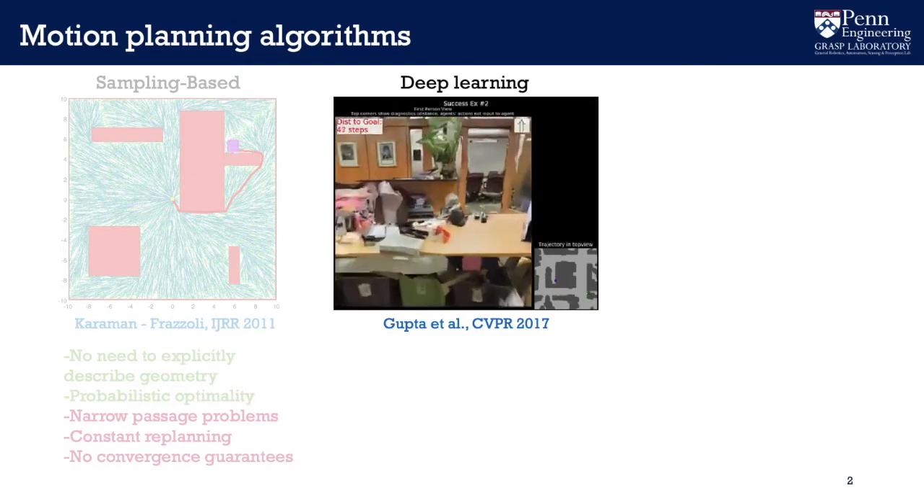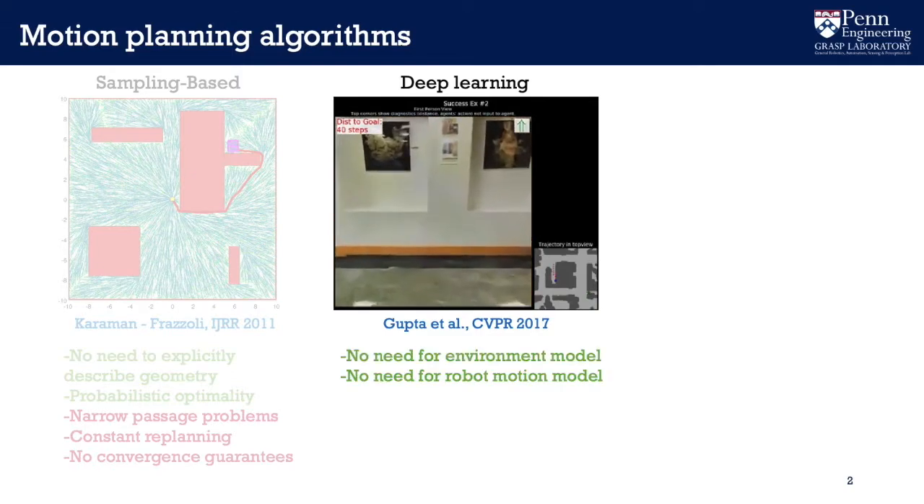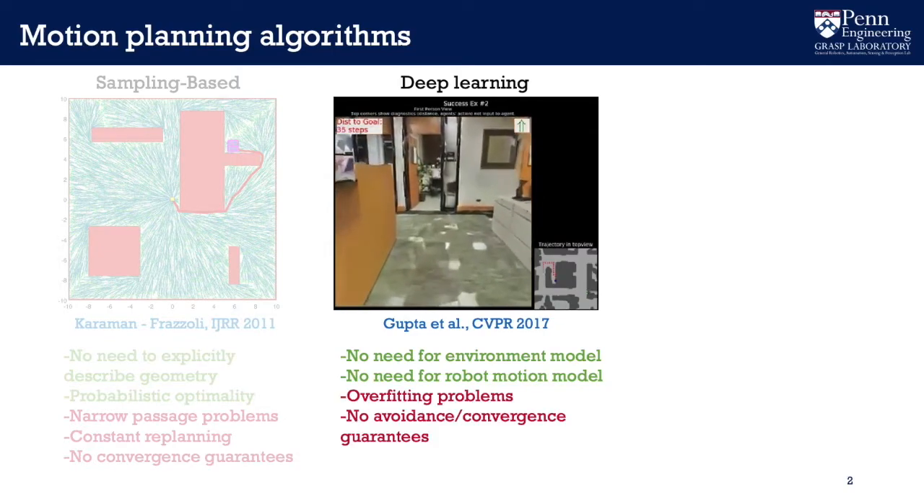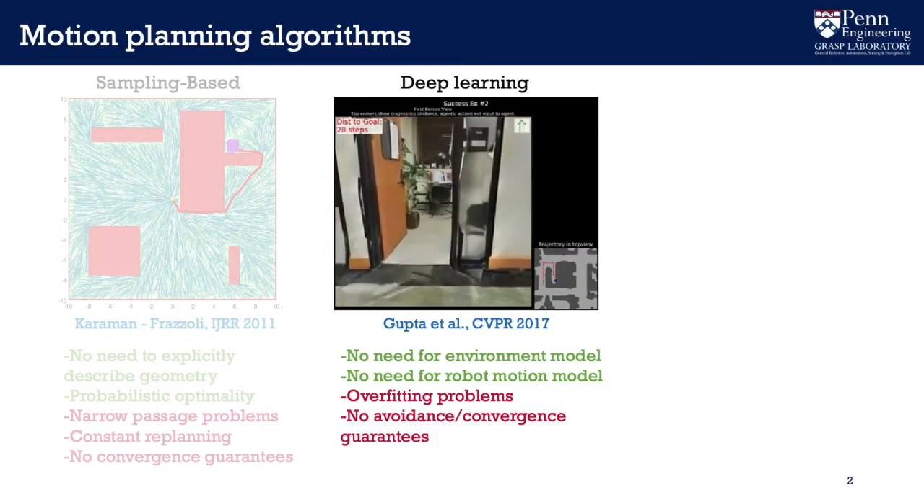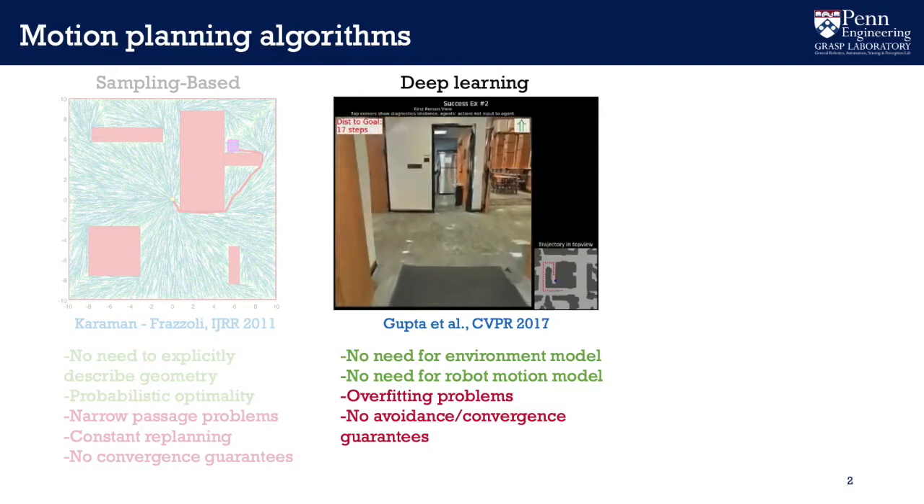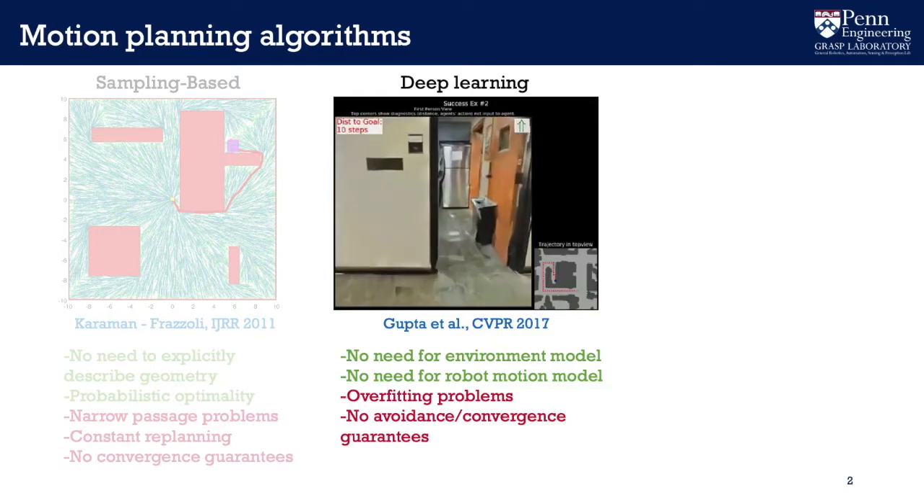More recently, deep learning methods have gained significant attention since they require no environment or robot model for navigation. However, deep learning algorithms are known to suffer from overfitting problems to the specific environments used in training and also come with no collision avoidance or target convergence guarantees.